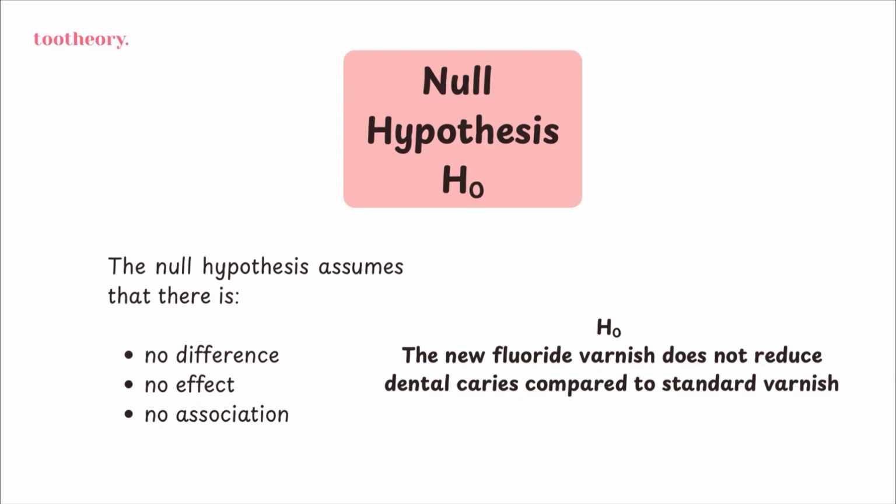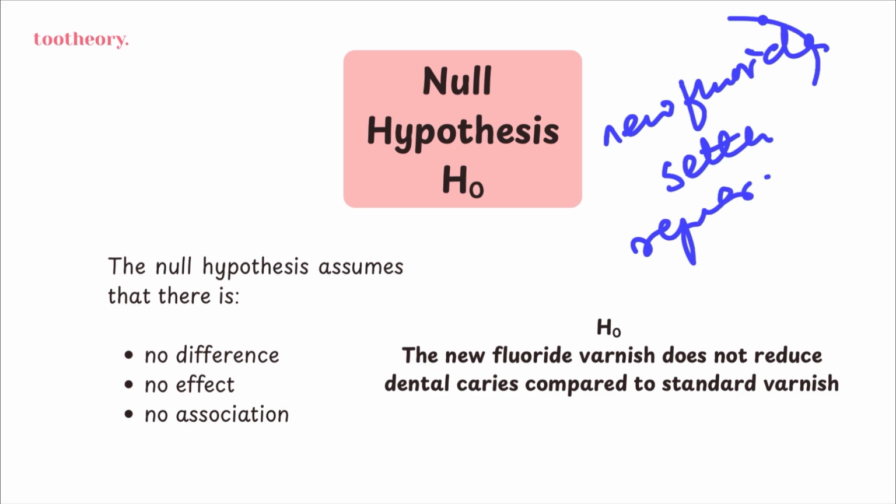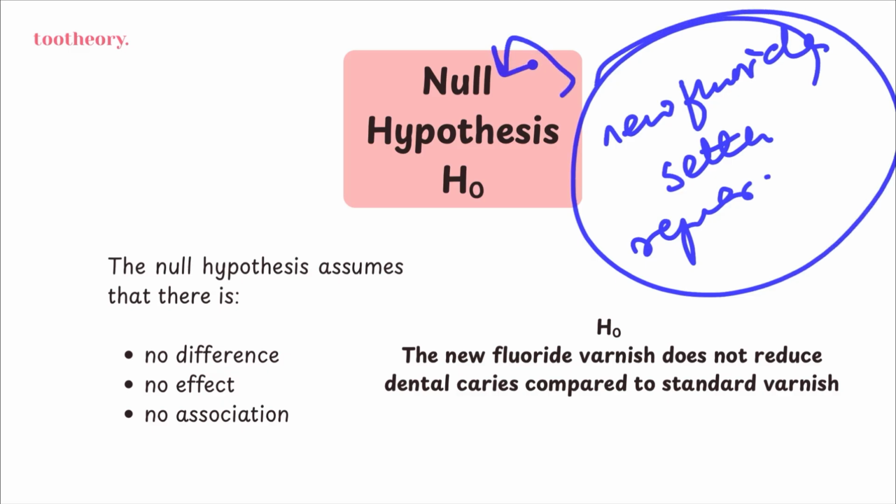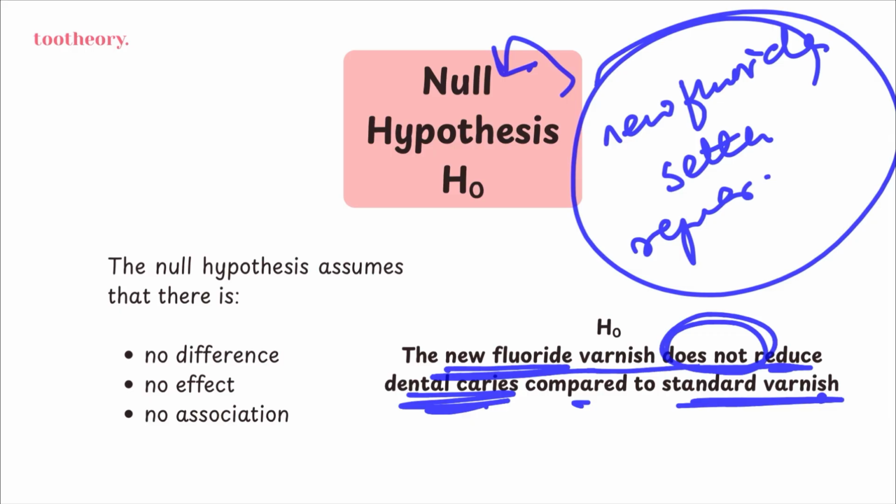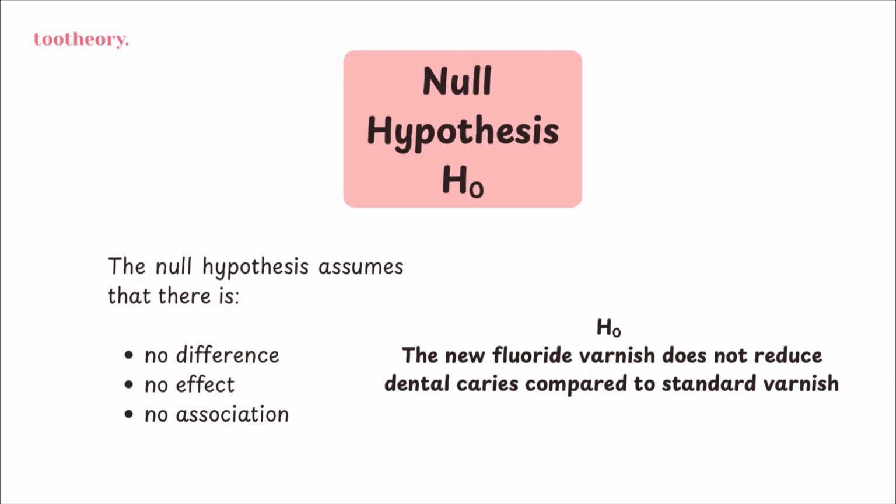For example, in my previous example that I took, I said I have a new fluoride varnish, which I believe is better than the regular varnish. Now that is my idea. But the null hypothesis is going to say that the new fluoride varnish does not reduce dental caries compared to the standard varnish. AKA, there is no difference between the new and the regular varnish. So basically, the job of the null hypothesis is to maintain a neutral stance or a neutral statement between the new fluoride varnish and the standard regular varnish.